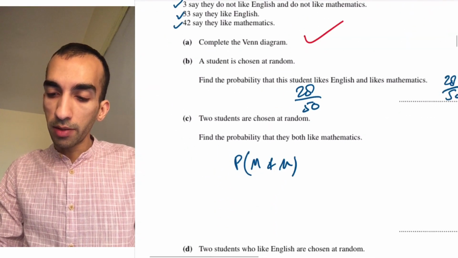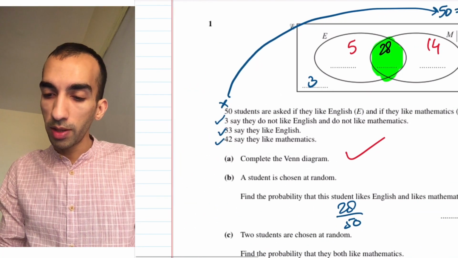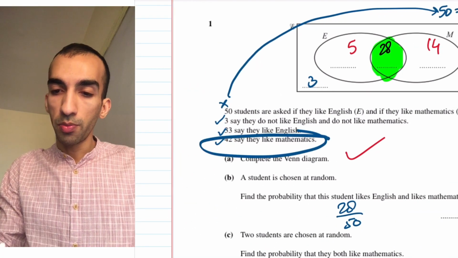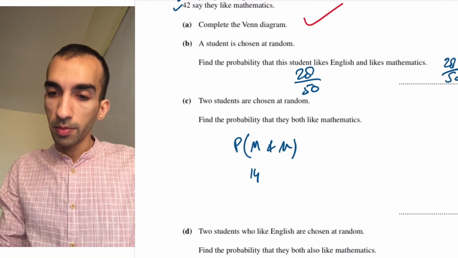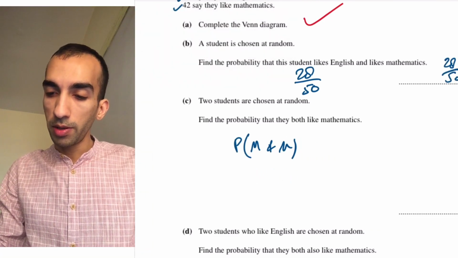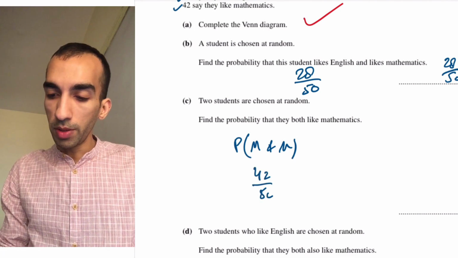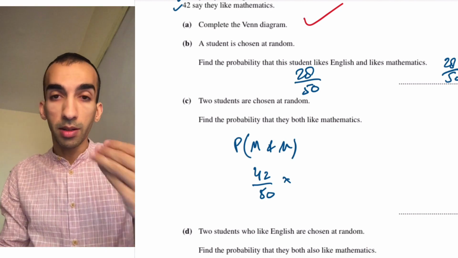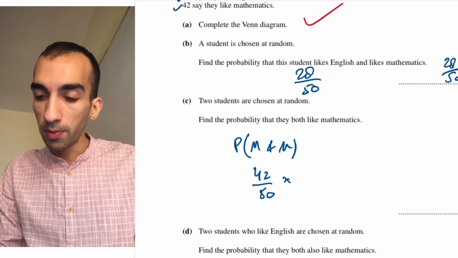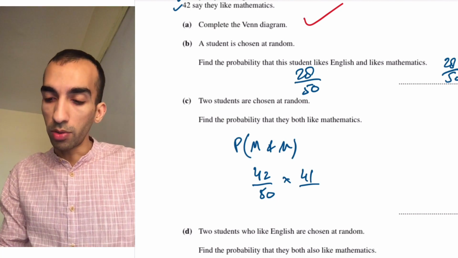The probability of selecting a first mathematics student is obviously, how many mathematics students do we have? 42. So this is going to be 42, not 14. 42 by 50. Now the probability of selecting another mathematics student, since 1 is gone, there are only 41 left, and the total number has decreased as well because we have selected 1 out of them.